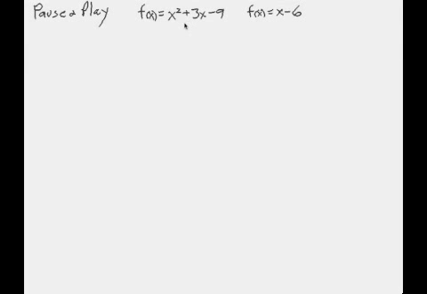Alright, let's try some pause and play problems. I'll give you the two functions that you need to find the intersection of. Pause the video and work it out on your own. Then come back. I'll work it out for you. Just replay the video. So starting with x squared plus 3x minus 9 for our quadratic, x minus 6 for our linear.